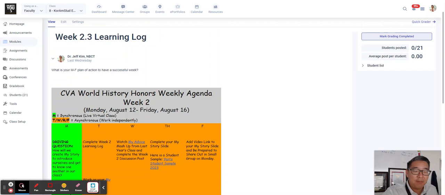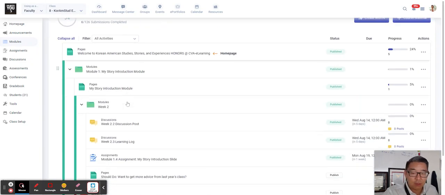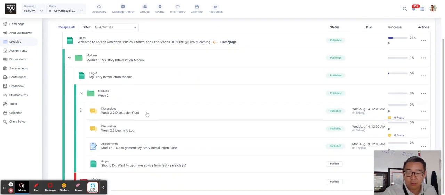And actually, I want them to think it through. I think this is really helping with executive functioning. So if I ask the question, what's your Monday to Friday plan of action to have a successful week, then they're writing it out. And once again, that's about 200 words, so it's not a short response. It's a little bit longer, some of those responses. And then of course, you can see the assignment here where they're going to be submitting it as well.